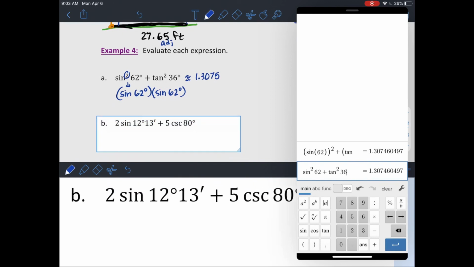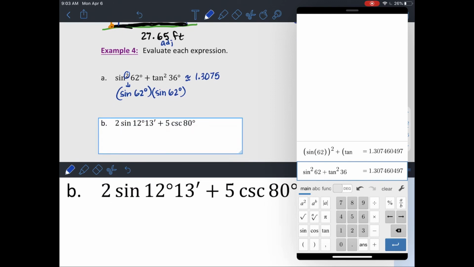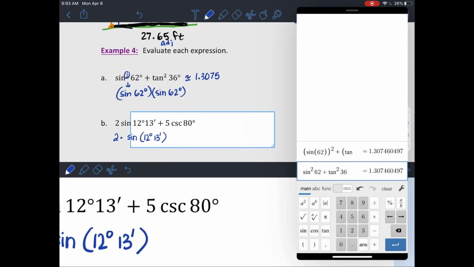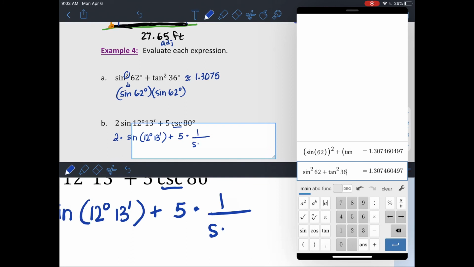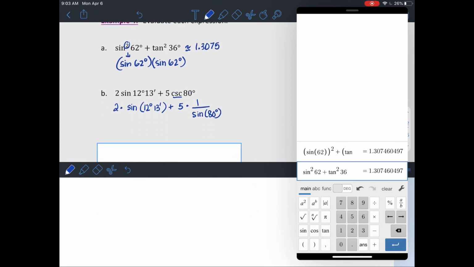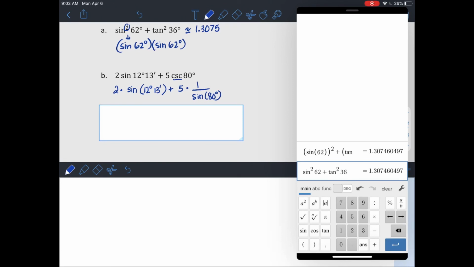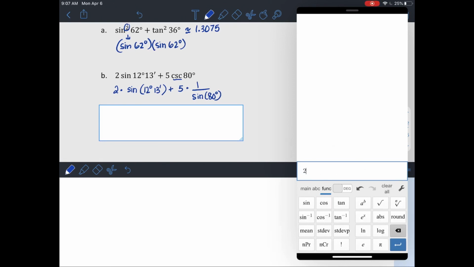If you want this trig function value, think about the fact that that is really just 2 times your sine value for a 12-degree 13-minute angle, and then cosecant is 1 over sine, so you'll need to do 5 times 1 over sine of 80 degrees. This would actually be a little easier to do in your regular calculator because Desmos doesn't do the 12 degrees 13 minutes, but I'm going to work around it here.